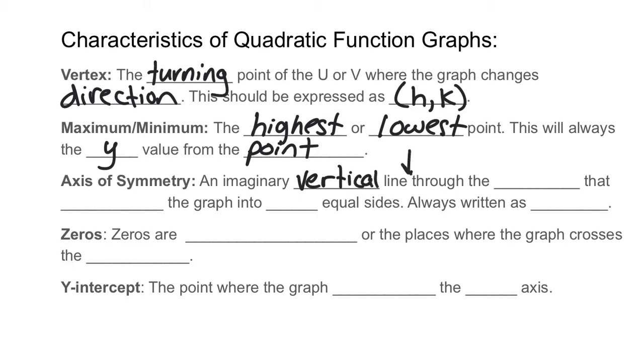Now remember, vertical means up and down. Through the vertex that evenly splits the graph into two equal sides. It is always written as x equals h. So if in your vertex it's written as h comma k, the x value from your vertex is the value that is in your axis of symmetry. It's always x equals, and that number that's going to go there is going to be the x value of your vertex.